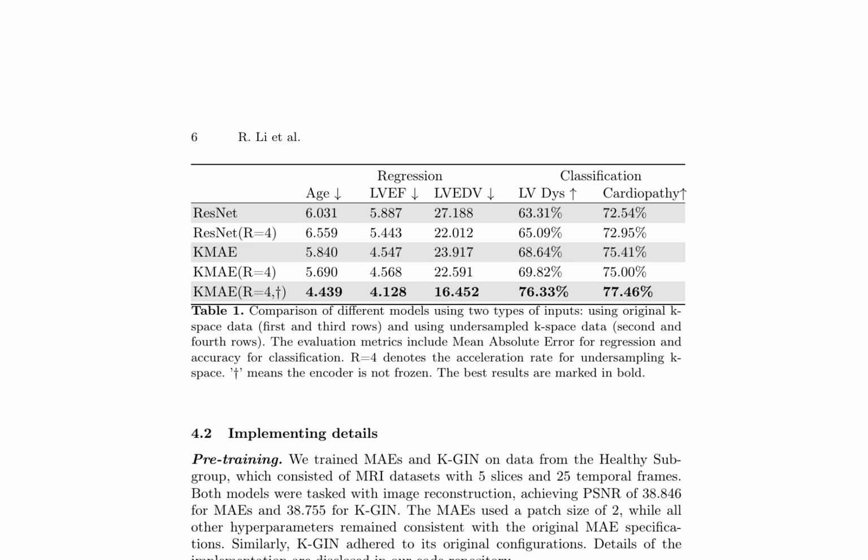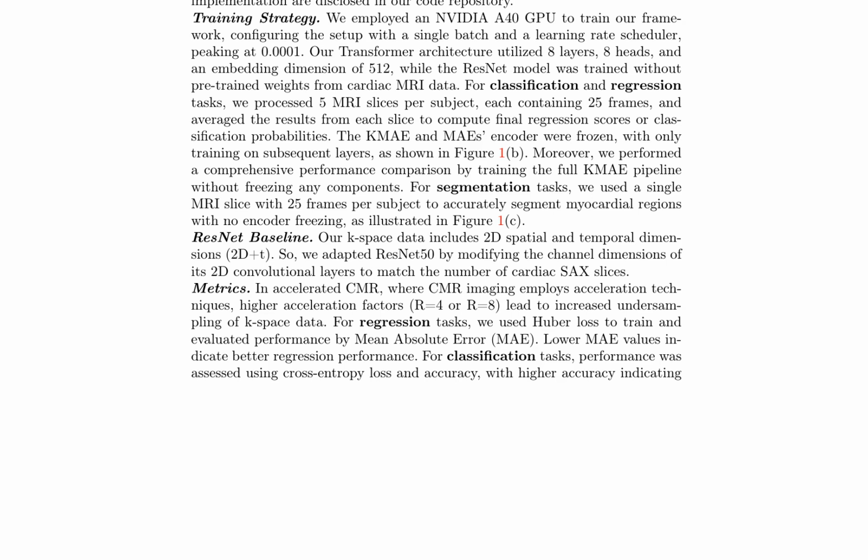The results reveal that the KMAE model with r equals 4 and without freezing the encoder achieves the best performance in both regression and classification tasks, outperforming the other models. This suggests that the KMAE model is more effective at handling undersampled K-space data and improving image reconstruction.